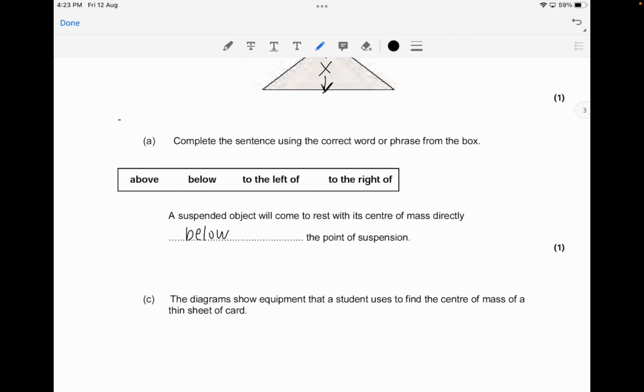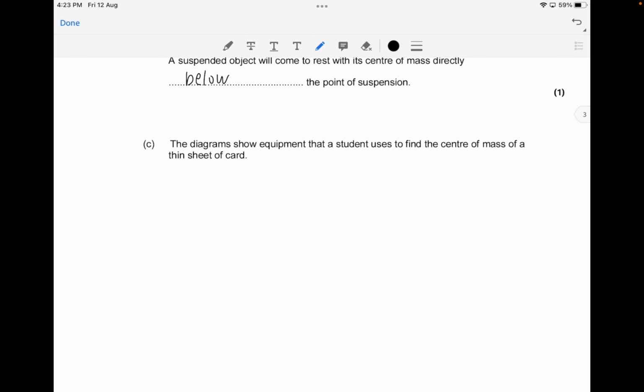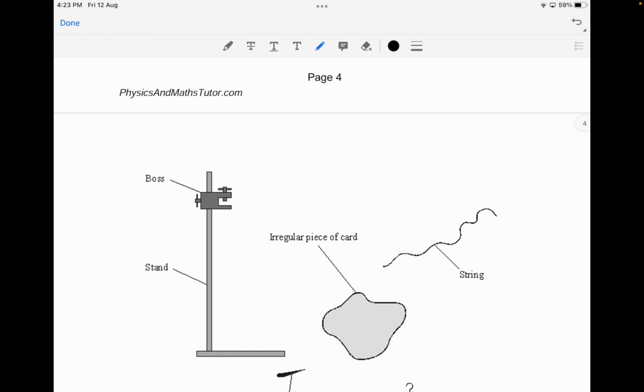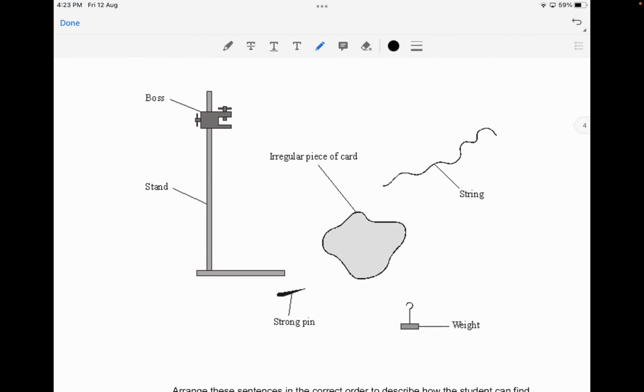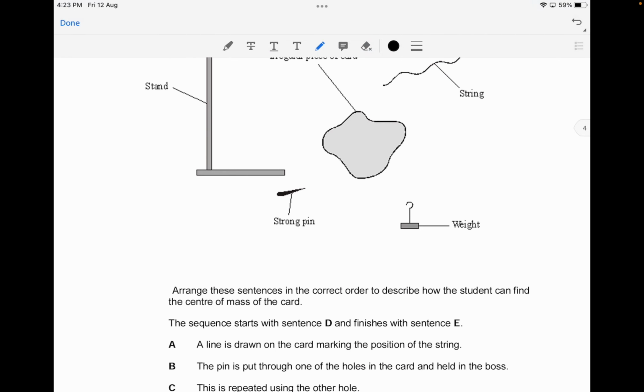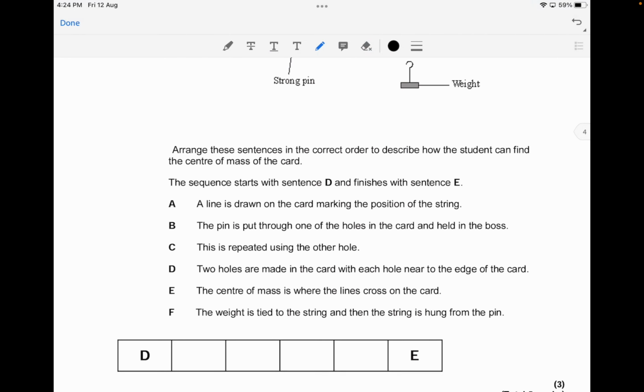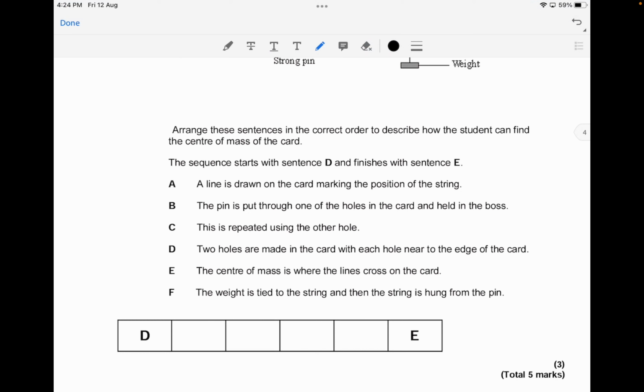Alright, let's move on. Next question is that the diagram shows equipment that a student uses to find the center of mass of a thin sheet of card. So you guys can see some equipment there as well. You can see a boss, stand, a regular piece of card, string, weight, strong pin. So they've given us a set of sentences. You have to arrange these sentences in the correct order to describe how the student can find the center of mass of the card.